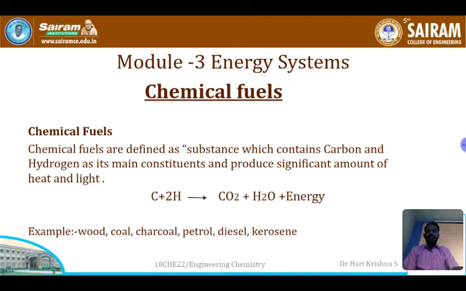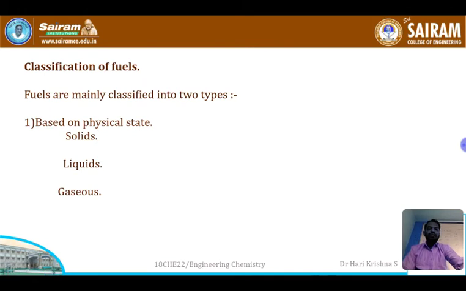So what are the examples? It might be wood, coal, charcoal, petrol, diesel, kerosene, etc. Any of our fossil fuels. So now let us see the classification of our fuels. Fuels are classified into two types depending upon their physical state and depending on occurrence.